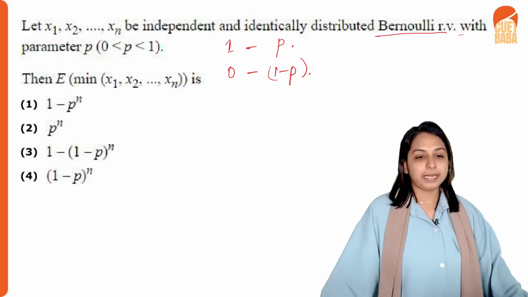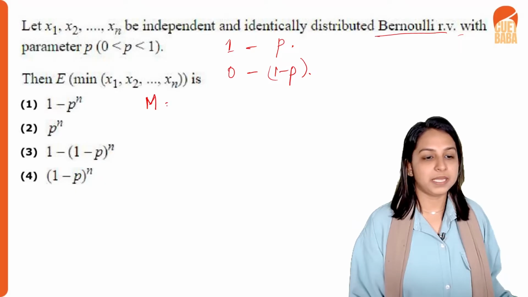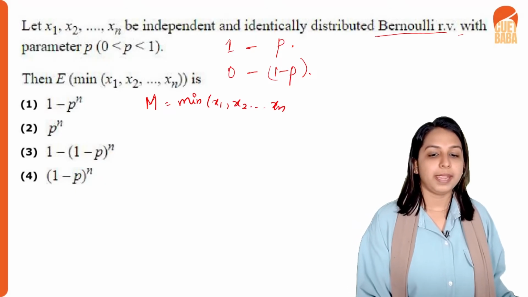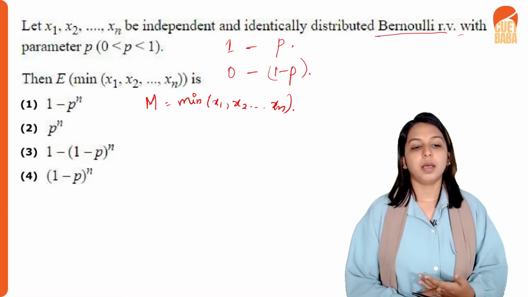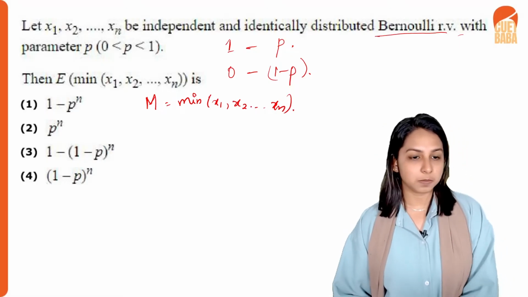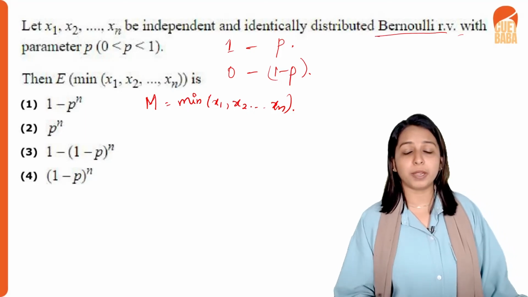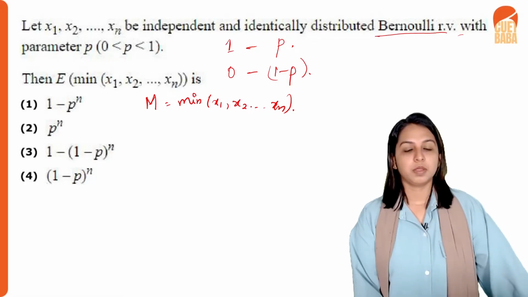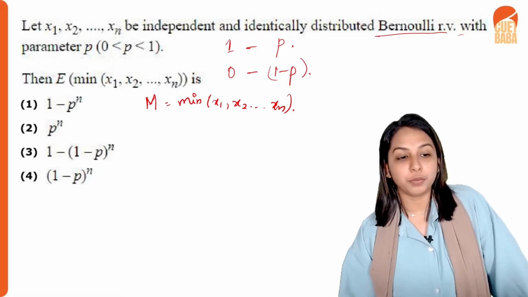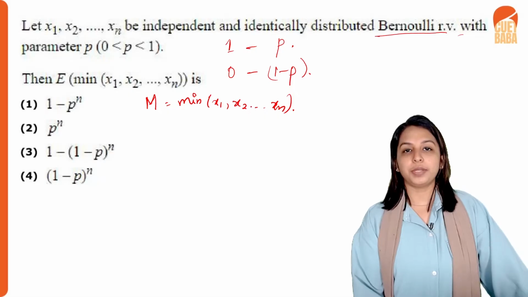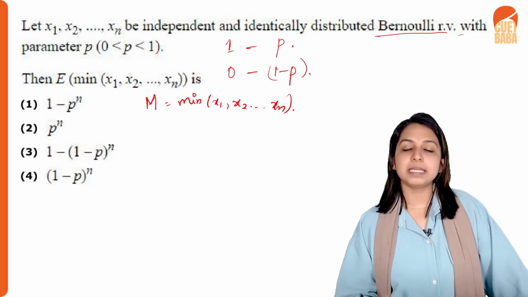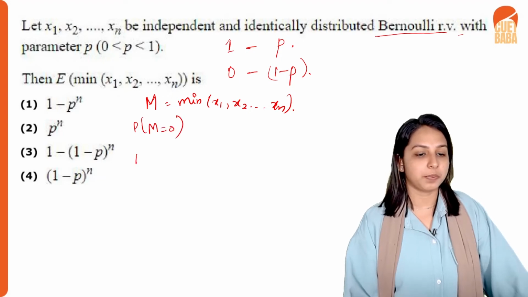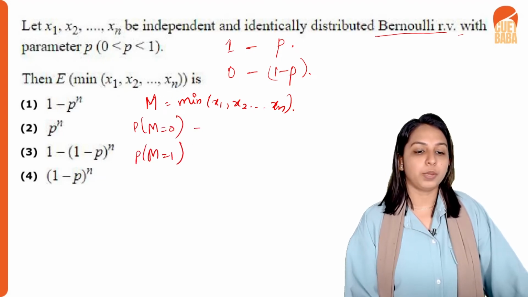So let us represent m as the minimum of x1, x2, etc., xn. So we have to find out the probability of m equal to 0 and m equal to 1. A Bernoulli random variable is only going to take two values, which will be 1 and 0. So we are going to find out the probability of this minimum value when it takes two values, that is 0 and 1. Since it is a Bernoulli random variable, we will find out probability of m equal to 0 separately and probability of m equal to 1 separately.